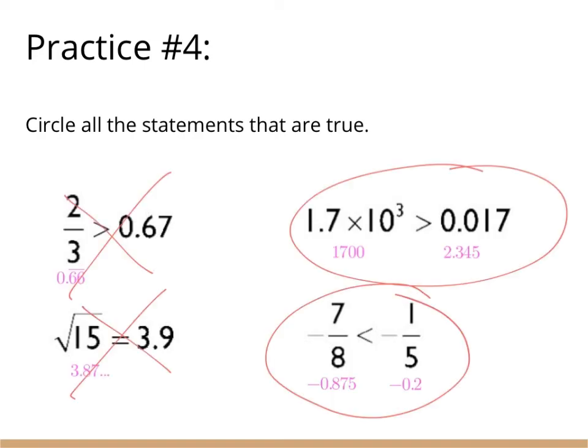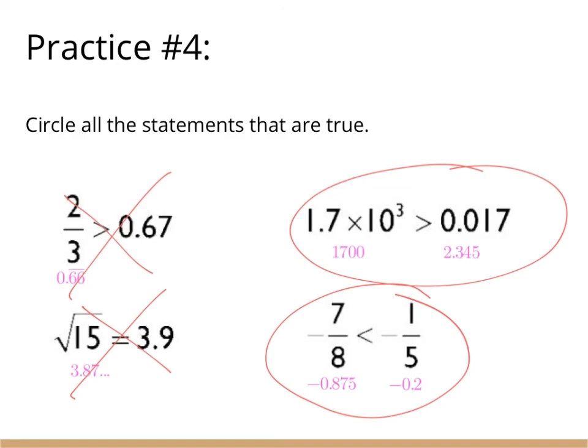Okay, how did you do? Did you find the 2 correct answers? The 2 on the left are wrong, the 2 on the right are correct. The one that's really tricky is that bottom right one where we've got some negatives. And you've got to remember that negative 0.2 is actually a greater value than negative 0.875.